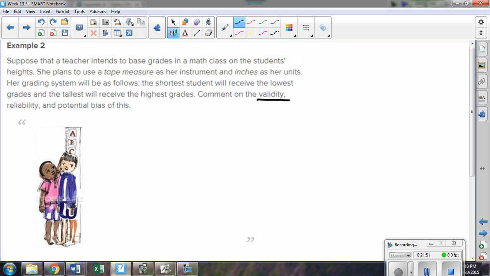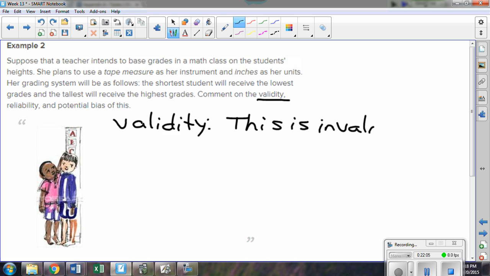Yes. Sammy's saying yes because he's tall, but I'm not going to buy that. You can actually tell that's not fair at all. All right, so our comment: this is an invalid way to measure grades. What would be a valid way to measure your grade in a math class?